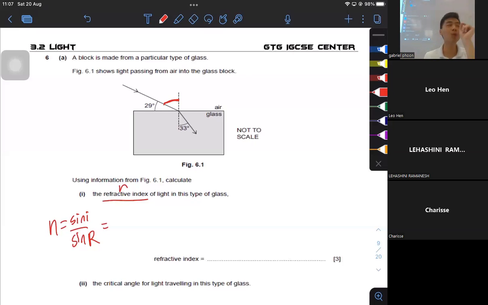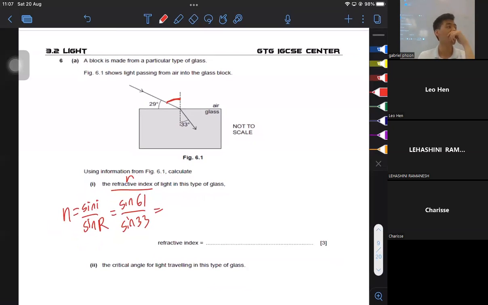All right. It's always with reference to the normal, guys. And in this scenario here, it is obviously supposed to be sine 61 over sine 33. And if you press that into your calculator, how much would you have gotten?